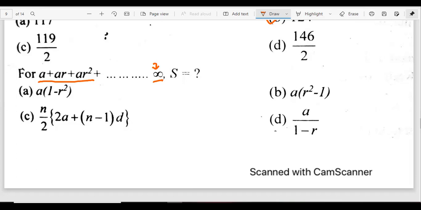So how do we do it? I wrote the formula: it is a divided by 1 minus r. So it is going to be this, right? This should be clear. Since we are finding the sum till infinity, the condition should be that the absolute value of r is less than 1, and we can only calculate S infinity for that case. So that is just a direct formula.